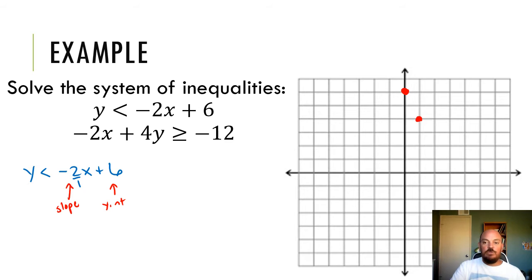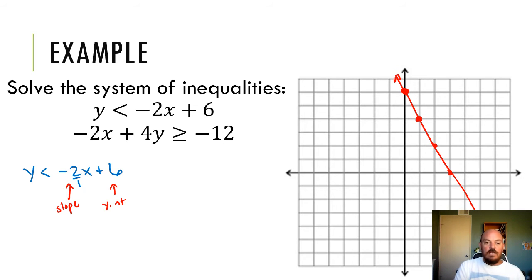And, you know, that's enough. Maybe you want to do a couple more points, down 2 over 1, down 2 over 1, just to get the idea. But then you draw that line as best you can, like this.